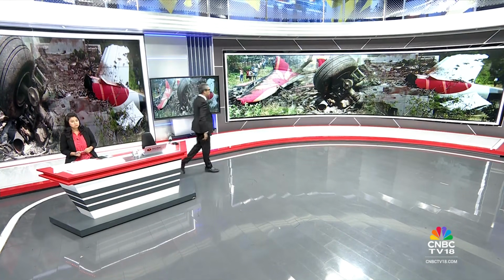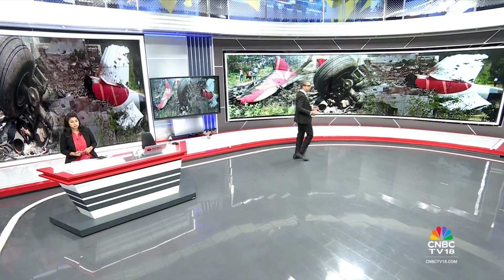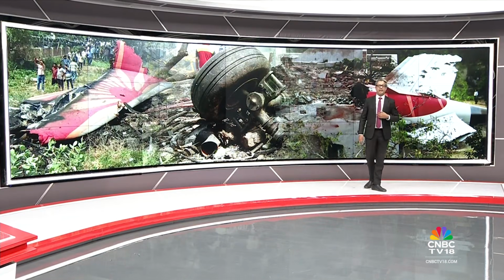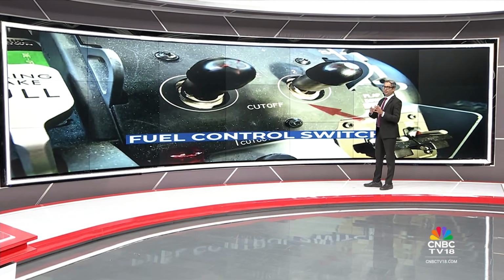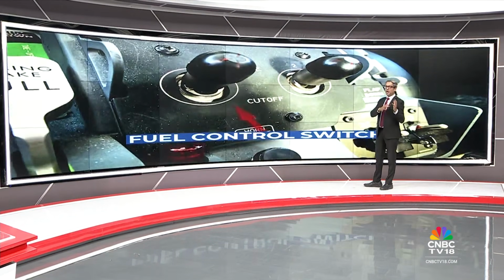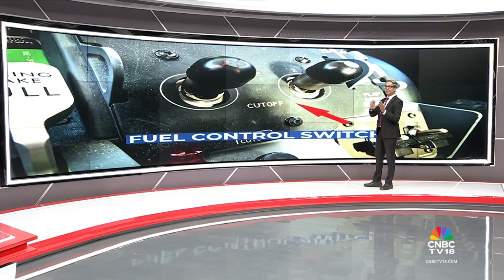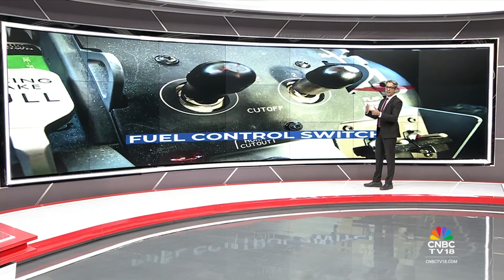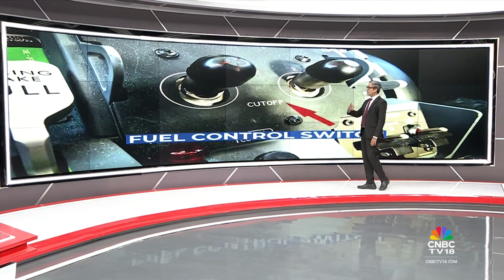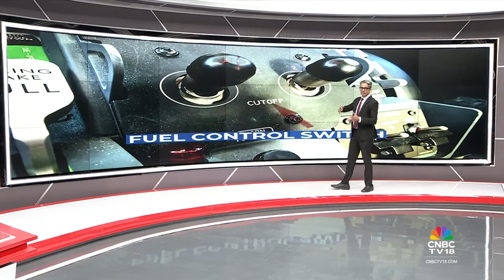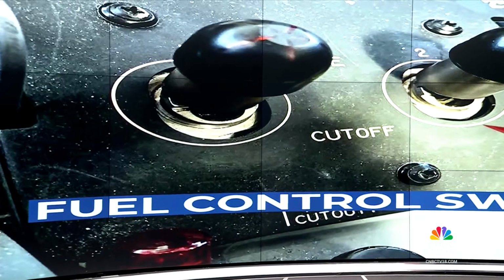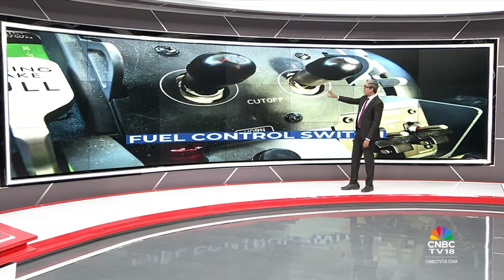Well, I want to shift focus again back to these fuel control switches. What are these switches? What do they do? And why are they critical, at least as per the initial findings of the Aircraft Accident Investigation Board? Now, the fuel control switches, there are two. They control the flow of the fuel, the aviation turbine fuel, from the fuel tank through the chambers into the engine. And then, of course, the fuel powers the engine to get lift and power and thrust. So these are basically on the cockpit. It's right next to both the pilot and the co-pilot.